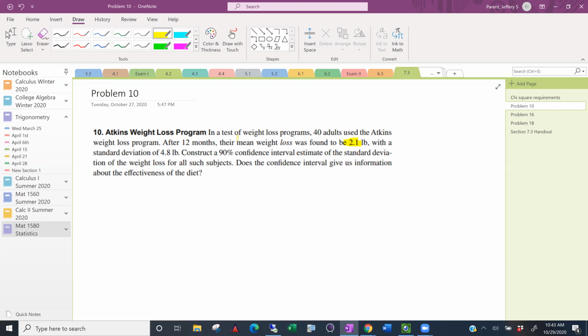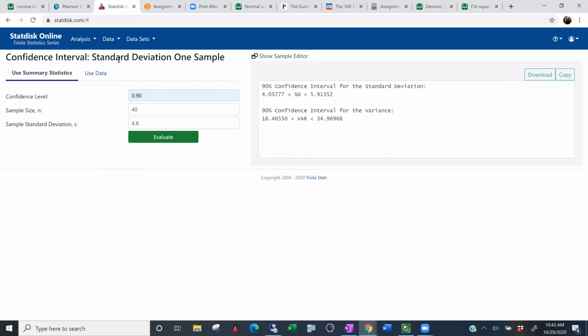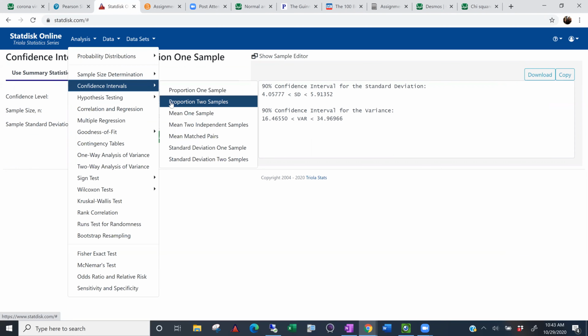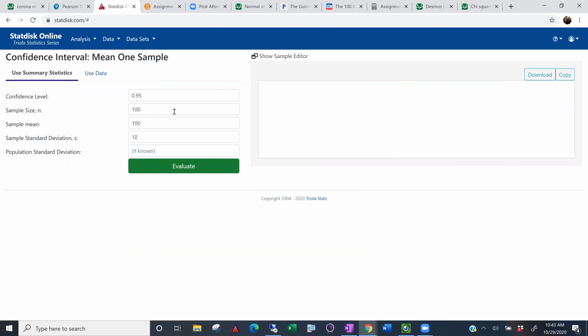In fact, tell you what, I think we have enough information, we can do this. Let's just do it real quick here. So I'll go to analysis, confidence intervals, mean one sample, and I'll stick with 95%, even though the original problem did 90%. The sample mean was 2.1. Sample standard deviation was 4.8.